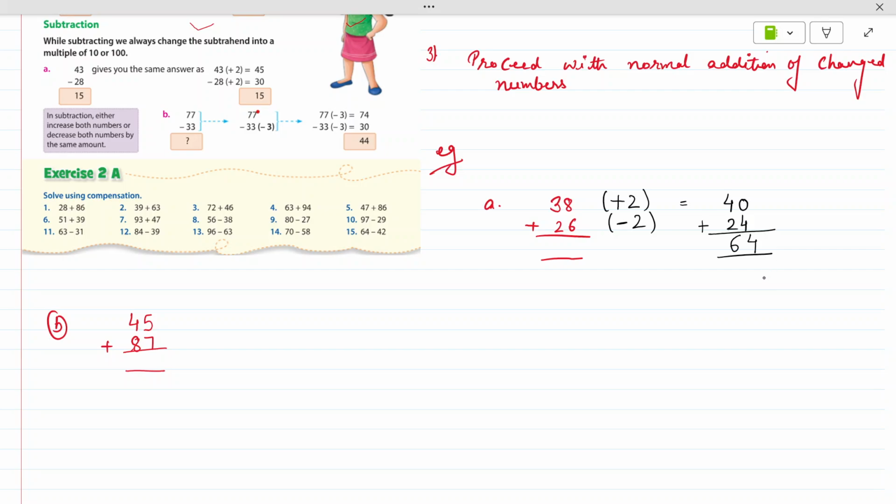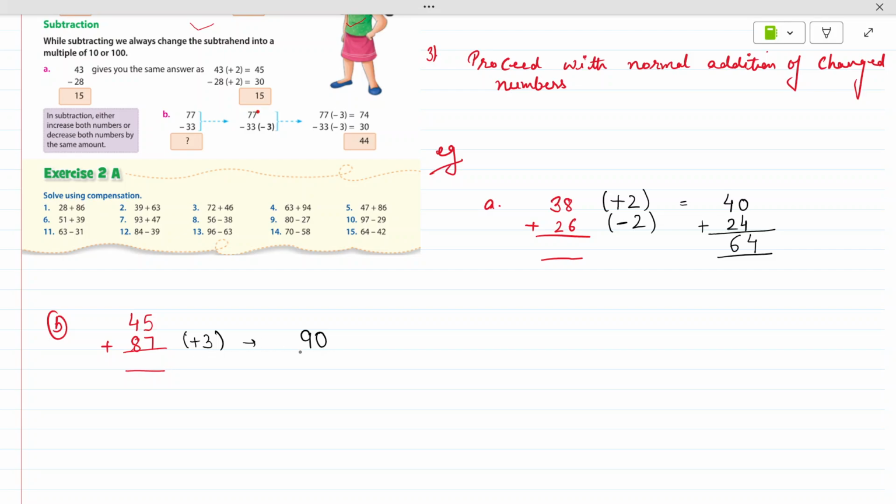Okay, we'll do one thing. We will take another example. So I'm taking 45 plus 87 here. First step is identify which number we can easily make a multiple of 10 or 100. So we can easily make 87 a multiple of 10, which is 90. How? Adding 3 to it. If we do 87 plus 3, it becomes 90, which is a multiple of 10, right?